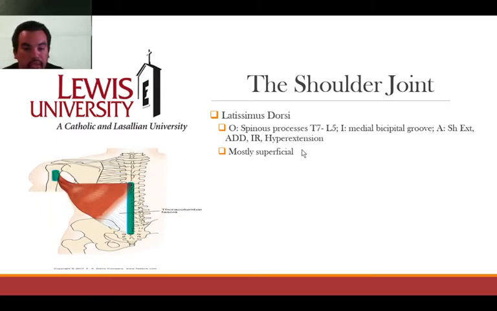We have the latissimus dorsi. It originates at the spinous process of T7 to L5. So you see here. It inserts at the medial bicipital groove, so it kind of comes around in here. And the action is shoulder extension, adduction, internal rotation, and hyperextension. It is mostly superficial and one of the easiest to palpate because it makes up so much of the posterior portion of our thoracic cavity.